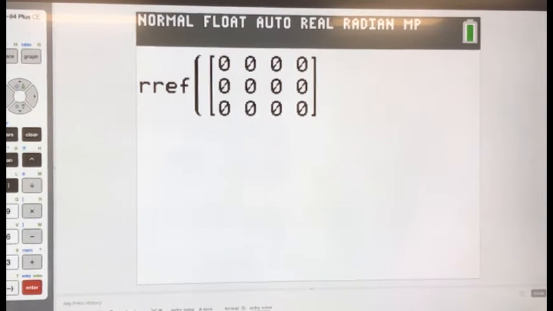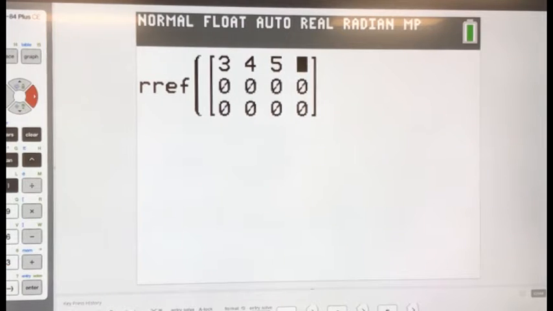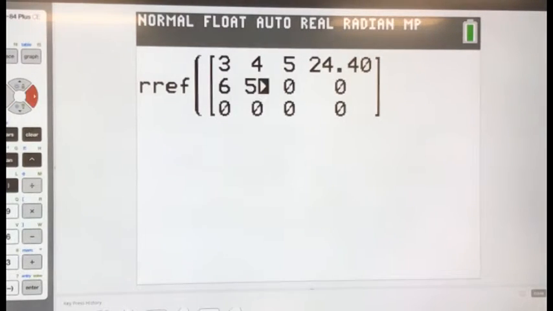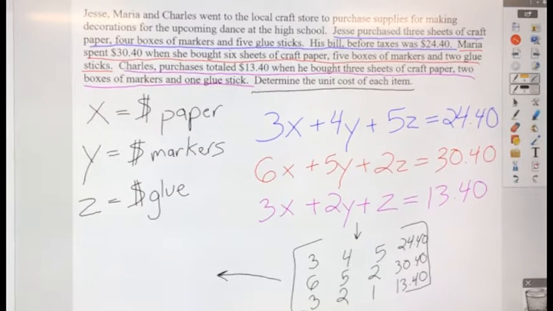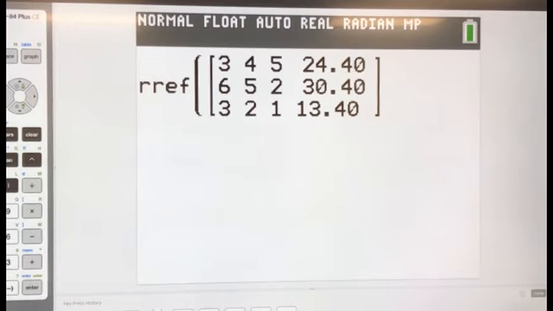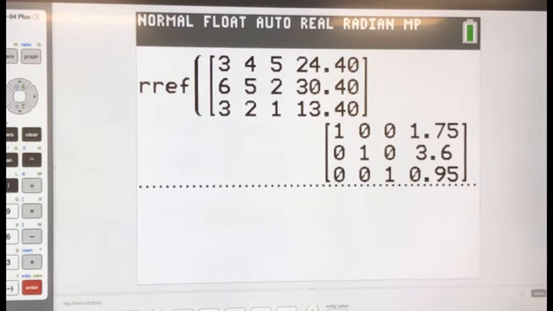And let's plug in that information. So 3, 4, 5, and that was 24.40. Next one was 6, 5, 2, and that was 30.40. And then my last row was 3, 2, 1, 13.40. So here's what your matrix looked like with the evaluator right in front. Hit enter. So tell me, what was the price of paper?